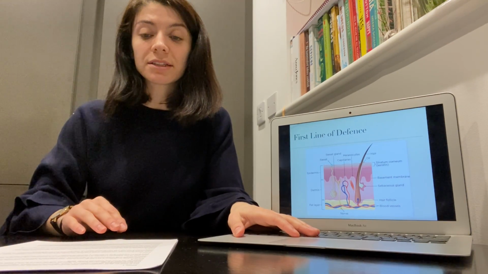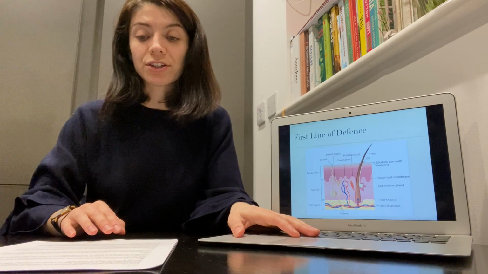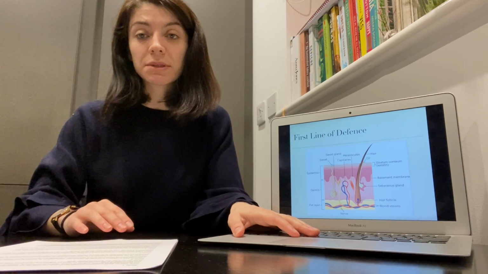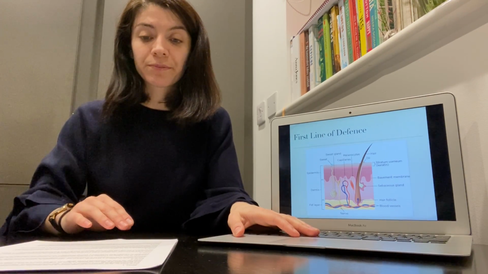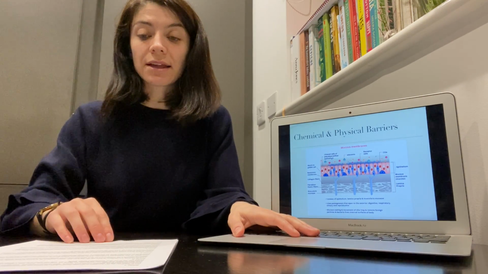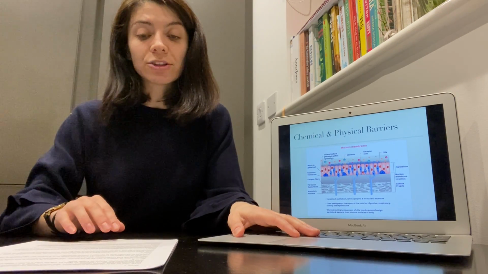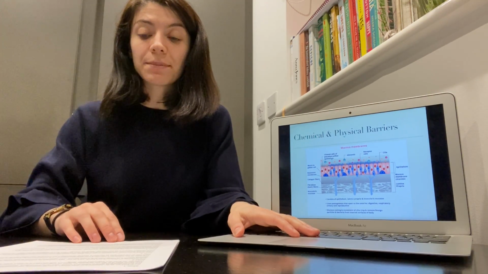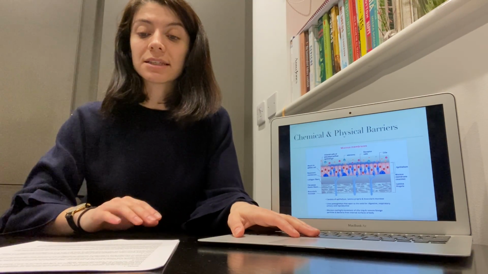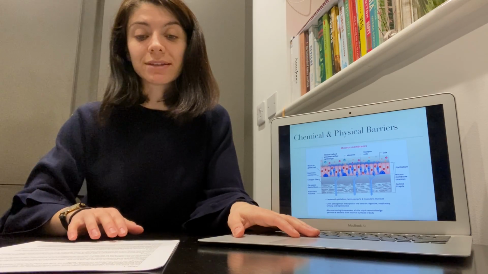The body has 3 lines of defense for infections. They are categorized into non-specific and specific responses. The first line of defense the body has is the skin, which is a physical barrier. It is part of the integumentary system and has 3 layers: the epidermis, which is the outermost layer, the dermis, which lies underneath, and lastly the subcutaneous layer, which can be found deep down.